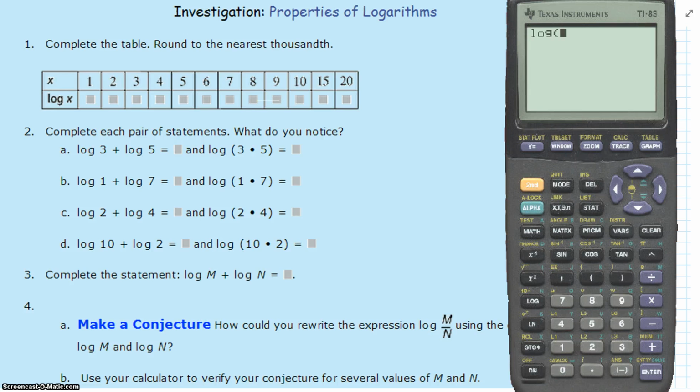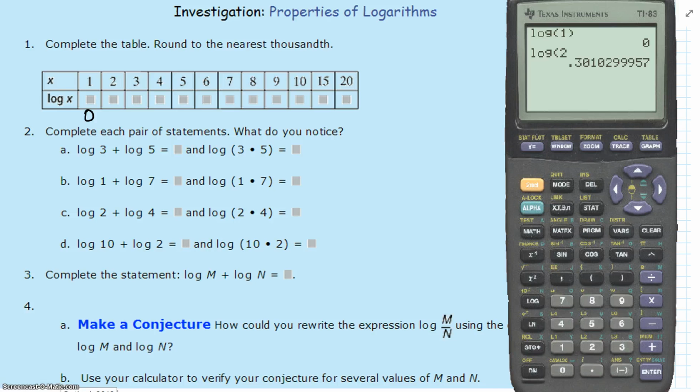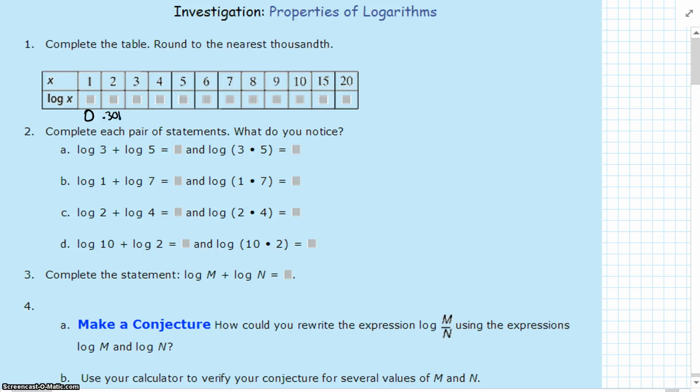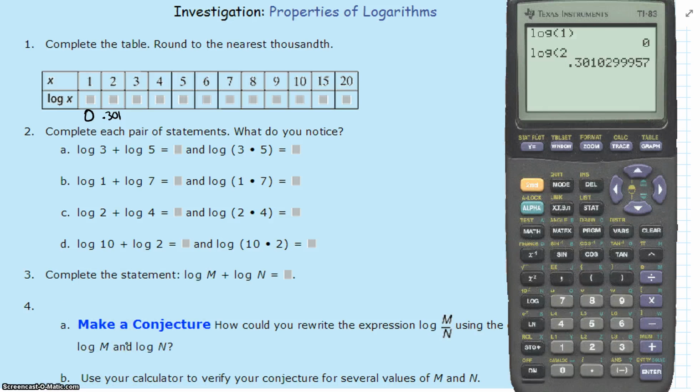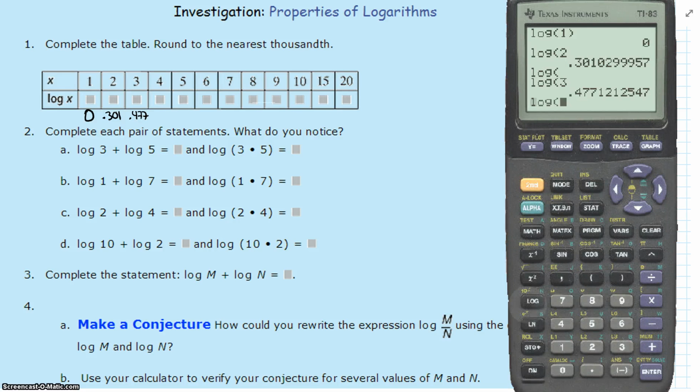Okay, let's go. Log of 1, we got 0. Log of 2, 0.301. Log of 3, 0.477. Log of 4, 0.602. Log of 5, 0.699.